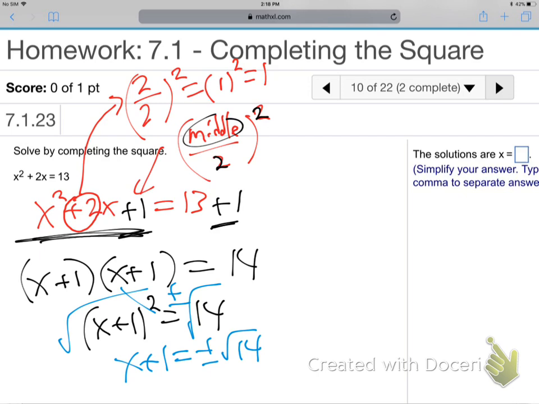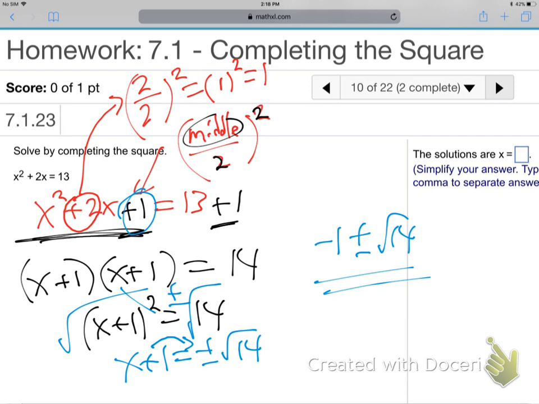Good? Am I going too quick? It's all the same old, right? And then just take the 1, jump it to the other side, becomes negative 1, plus or minus root 14, we are done. Everybody see how that worked? So when that third number is missing, you give it what it's missing. You got to do it to both sides. You give it what it's missing to make it complete the square. That good? Is that okay on that?